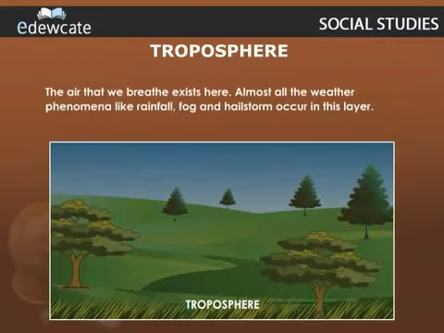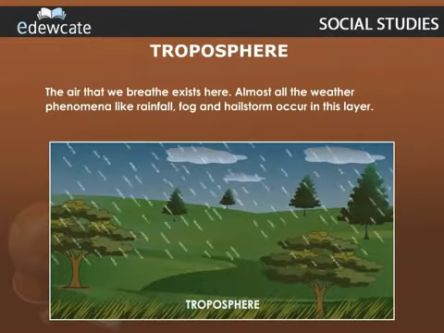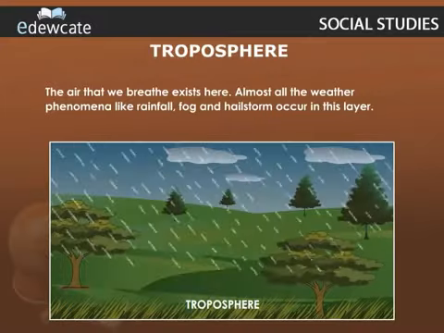The air that we breathe exists in this layer. Almost all the weather phenomena like rainfall, fog, and hailstorm occur in this layer.